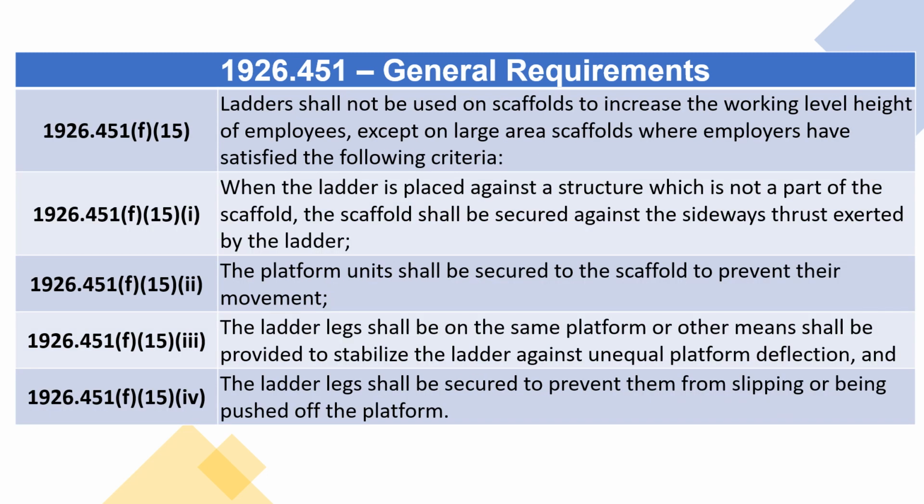1926.451(f)(15): Ladders shall not be used on scaffolds to increase the working level height of employees, except on large area scaffolds where employers have satisfied the following criteria, 1926.451(f)(15)(i) through (iv). When the ladder is placed against a structure which is not a part of the scaffold, the structure shall be secured against the sideways thrust exerted by the ladder.